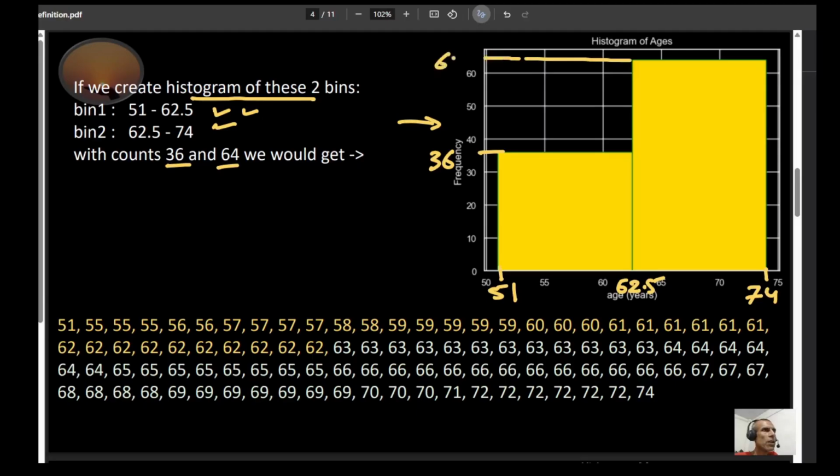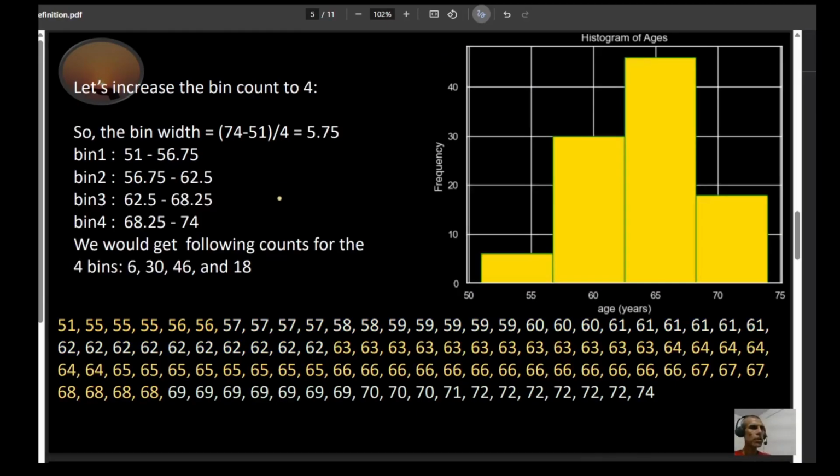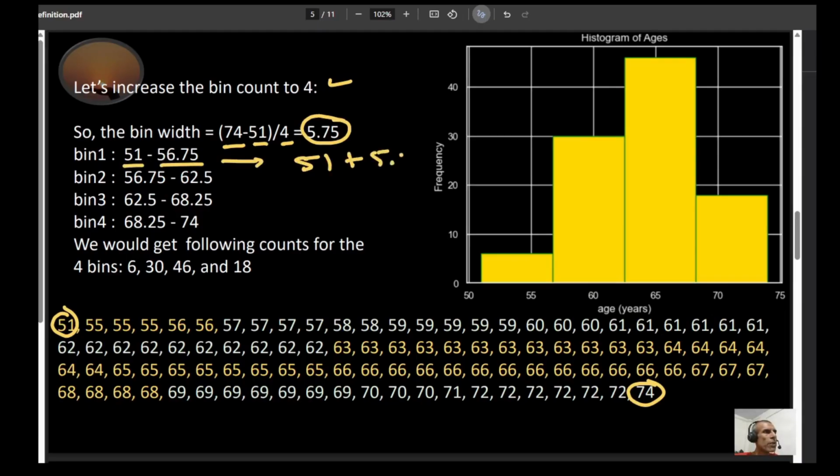This will be 64. Now suppose we increase our bin count to 4. In this case, my bin width is going to be 74 minus 51, that is the maximum minus the minimum, and in this case you're going to divide by 4 because you want a bin count of 4. And the answer will come out to be 5.75. That's my bin width. So my first bin is going to be starting with 51 to 56.75. Basically, I'm just taking 51 and adding 5.75, and this will give me 56.75. So this is my first bin from 51 to 56.75. That will be up to here.